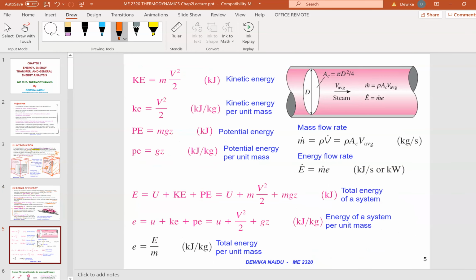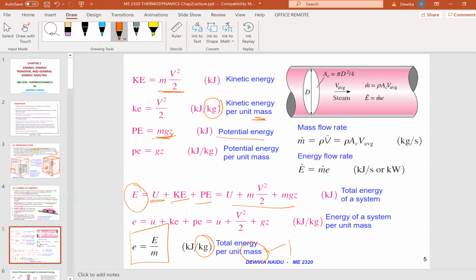The formula for kinetic is half mv square. And then you can see specific. Specific means divided by mass. And then we have potential, mgh. Some books say h, some books say z. Z is height, h is the same. So total energy will be internal energy plus kinetic plus potential. When you open it up, that's how it's written. So whenever you see divided by mass, it means it is in the specific form.